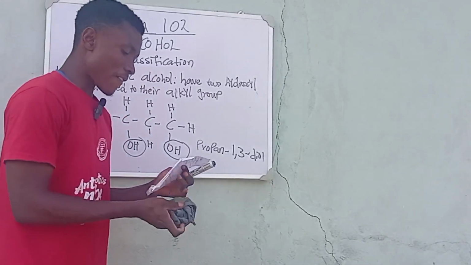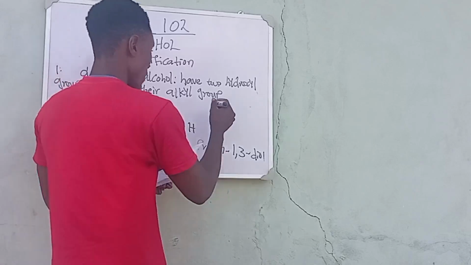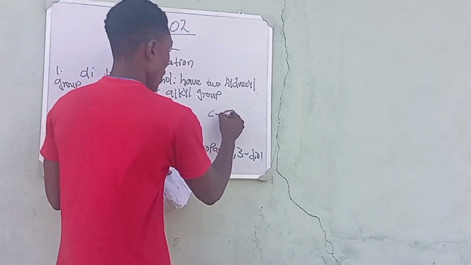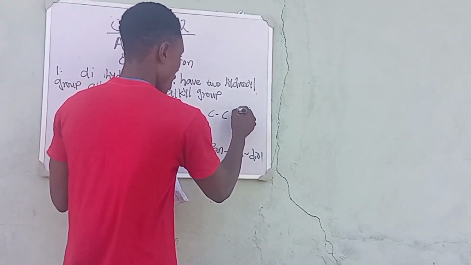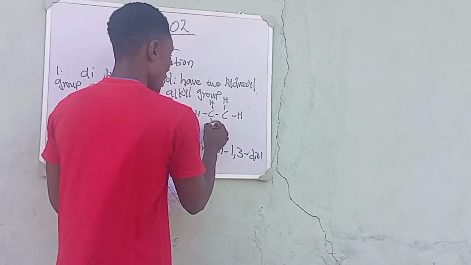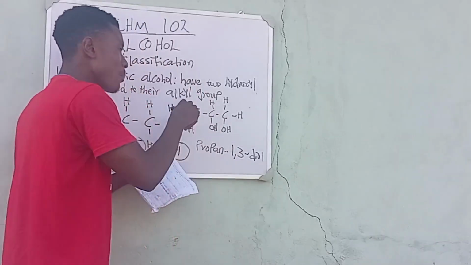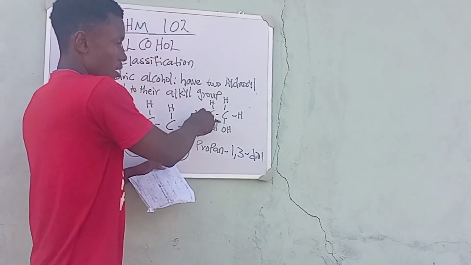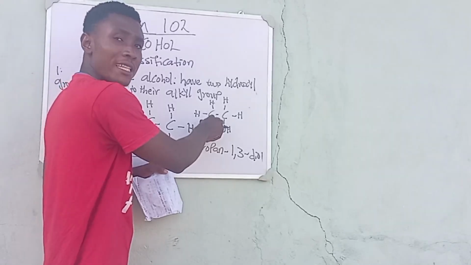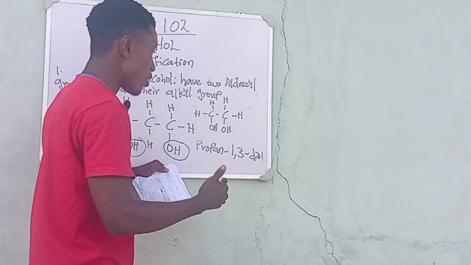All right, we also have another compound that was given to us. We have our C and our C, right, with our H, H and H, with also our H and our OH, right? Now the name of this compound: there are 2 carbons, right? It is ethane, right? So this is ethane 1,2-diol.